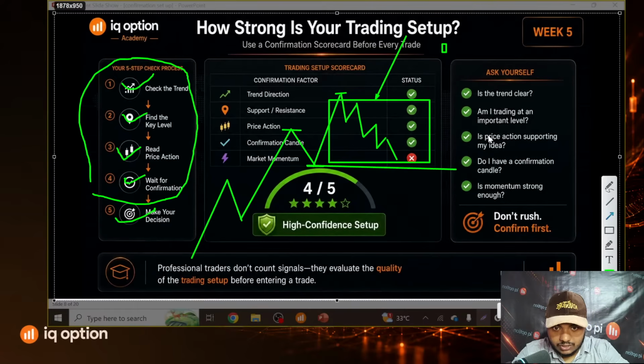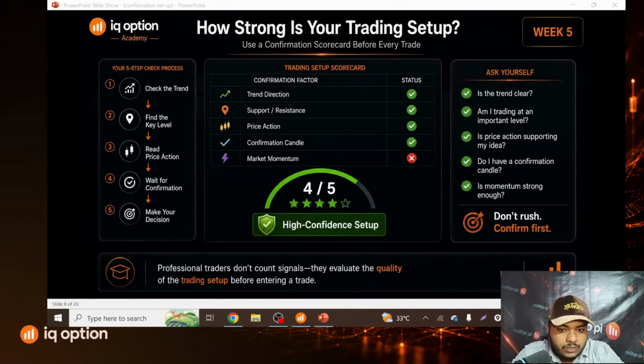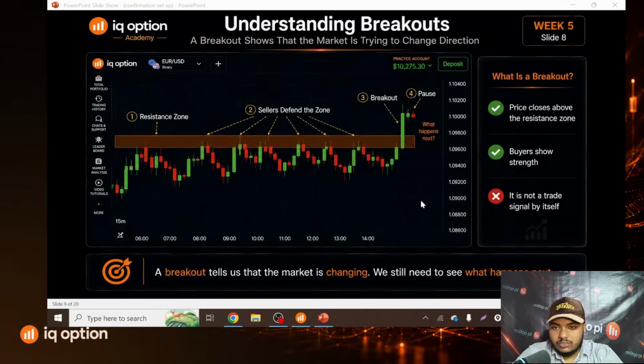This is a trap area. Do not trade on these areas, guys. Always focus on the major trend. That's how you should always focus on the market. When you enter the market, just map the trend first. When you map the trend, all the things will be clear to you. So let's focus on the next slide, guys.